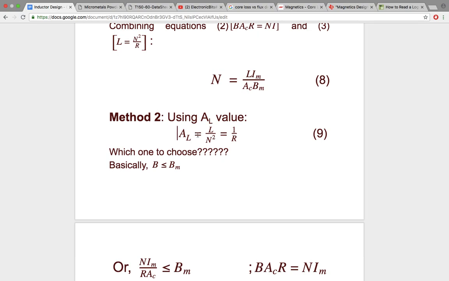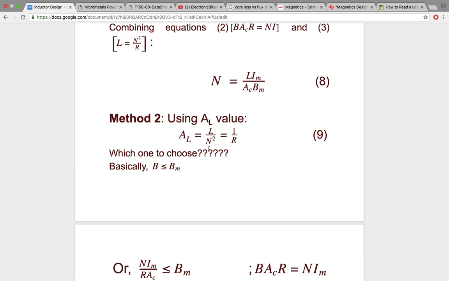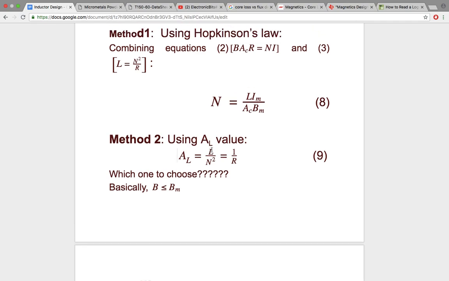Now this is another formula. The AL value is defined as the inductance you get per unit square of number of turns on the core. If you see it carefully, this L by N square is nothing but the reciprocal of reluctance. Hence, we can say that AL is nothing but the permeance of the magnetic circuit, that is, the reciprocal of reluctance.